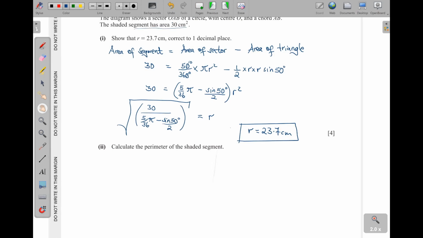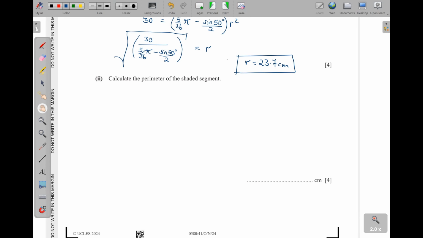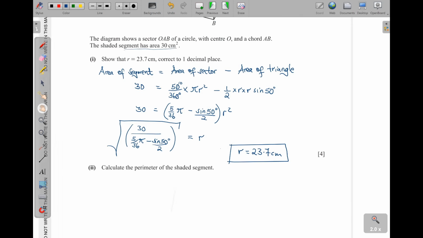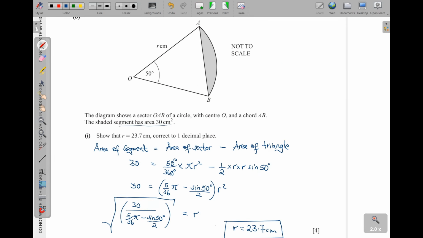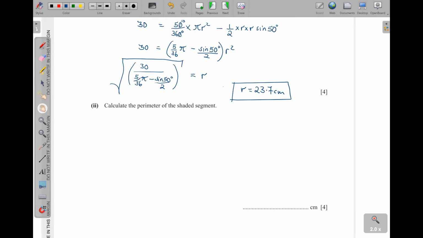And then the last question of the paper: calculate the perimeter of the shaded region. So for the perimeter of the shaded region, we just have the straight edge AB and then the arc length AB. So those are the ones that we need to calculate. Now, since this side is known and this side is known, the angle in between them is known, and the side opposite is the one that we are looking for. Then here we can use the cosine rule.